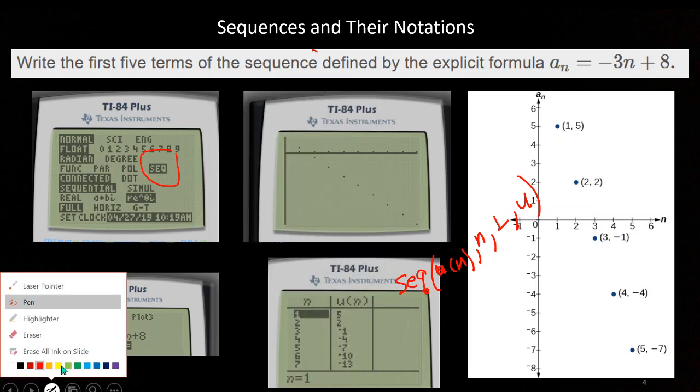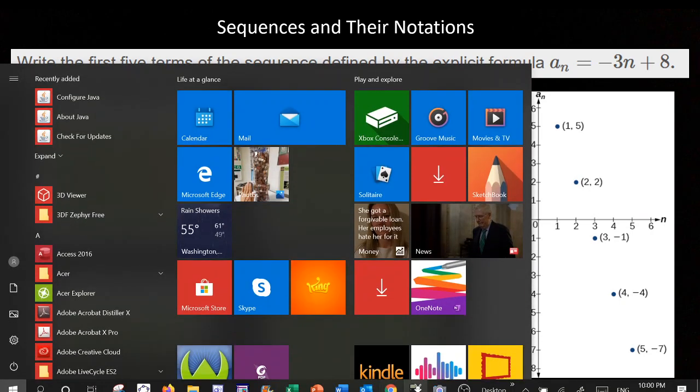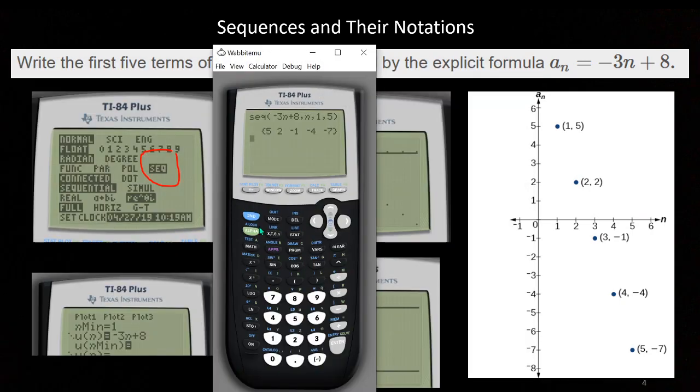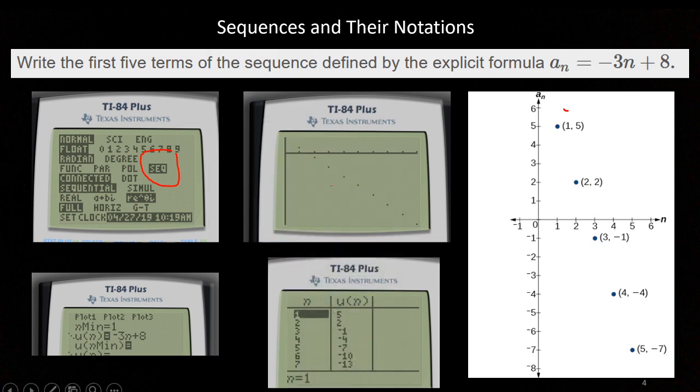Let me clean this mess here. So that's the idea of a sequence. Now notice that there was something else in there that says u of n min. You have to leave that blank for now. We get to that in a second. We don't need that if we have an explicit formula, like in this case. If we have a recursive formula, we need that.